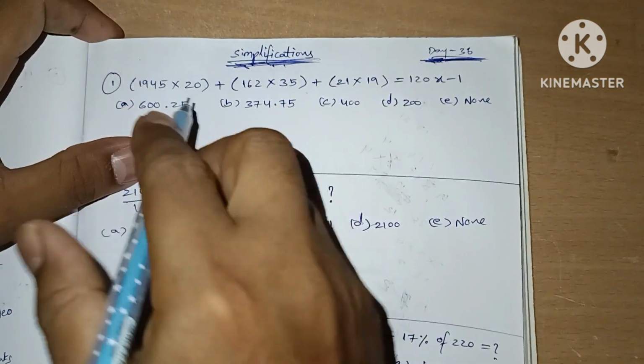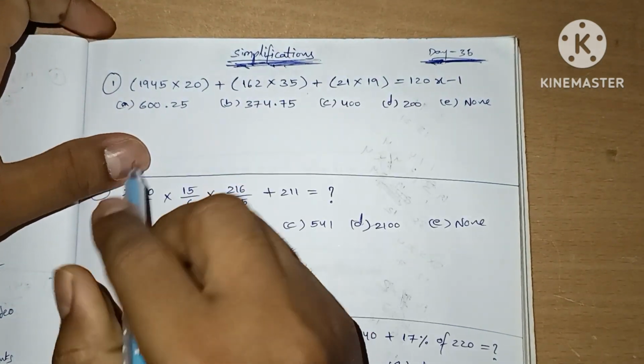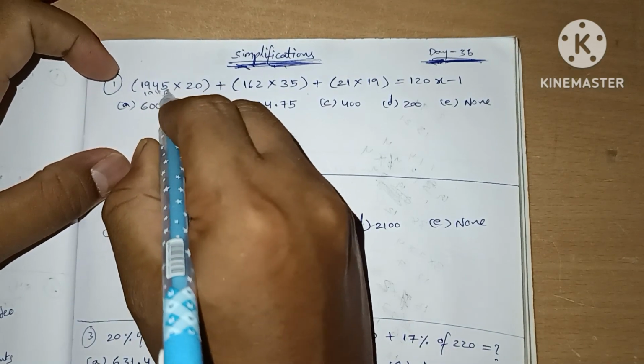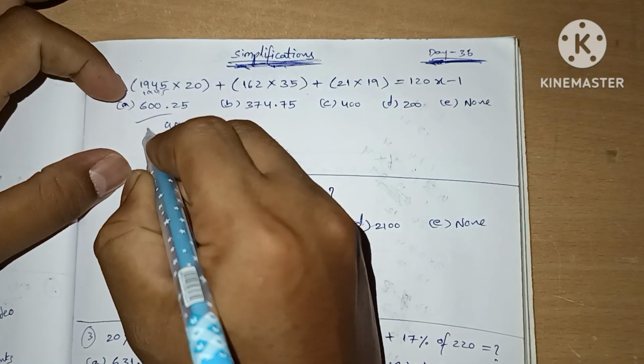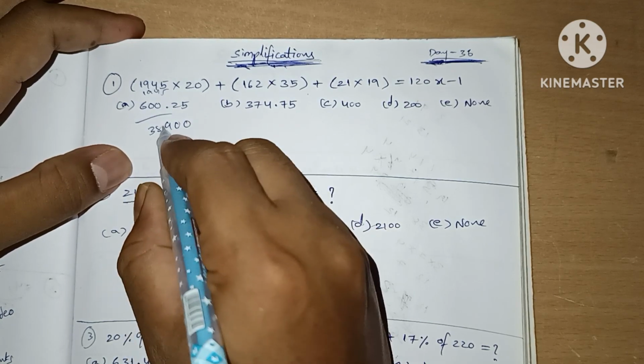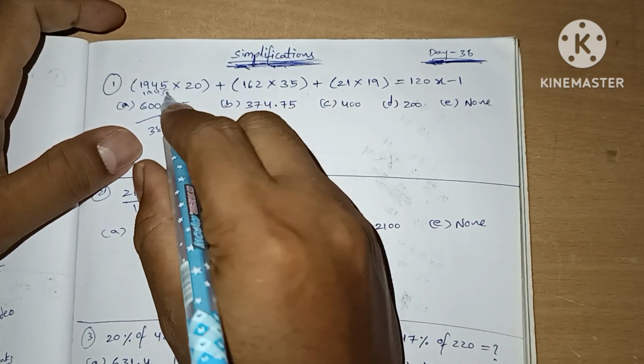Let's start with our questions. Simplifications. First question. Here it is into 20 times means 1945 means here 90. This will be 38. 3890 and another 0. So we got 38900 from this.